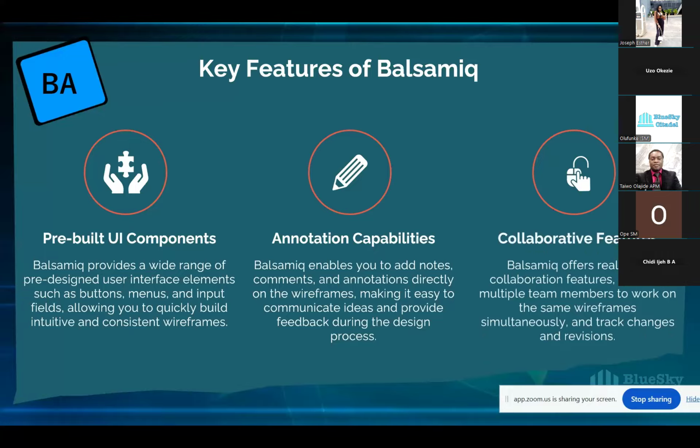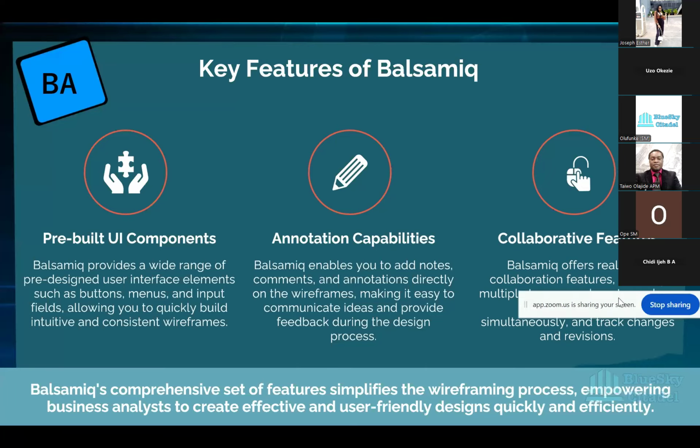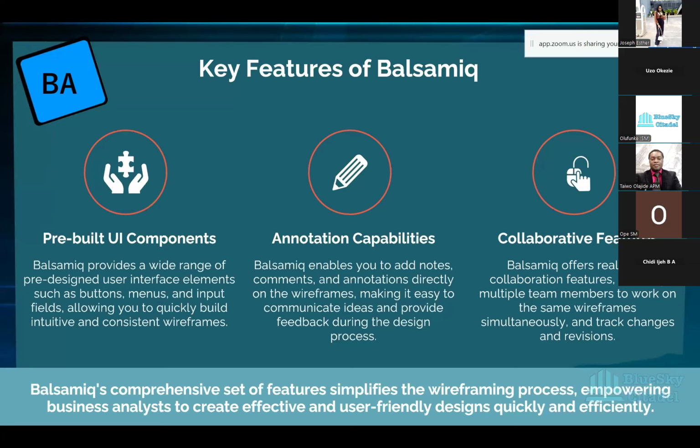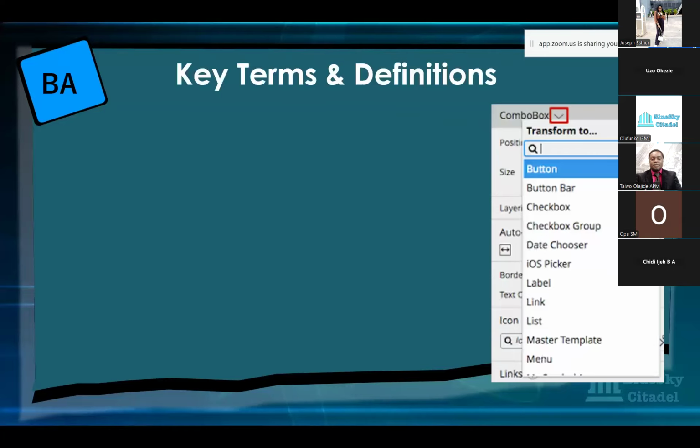Again, very collaborative features. So like I said, it allows multiple team members to work simultaneously in real time, and you can track changes and see all the different revisions that are being made. Okay, so it's very comprehensive, and it simplifies the process. That's why we like Balsamiq. We've been using Balsamiq for years, and we really like it. Even after the internship in the advanced program, that's what we all use as well. It works really well.